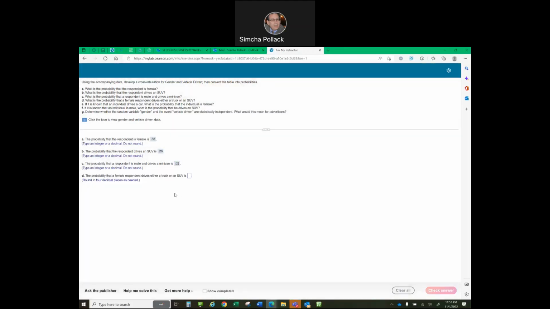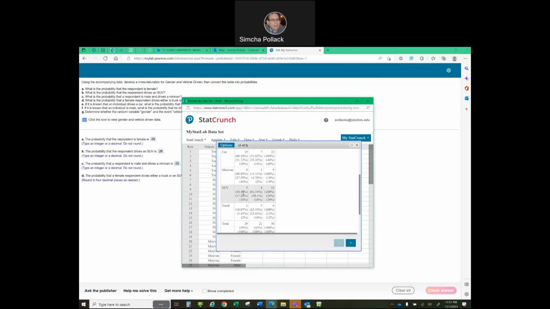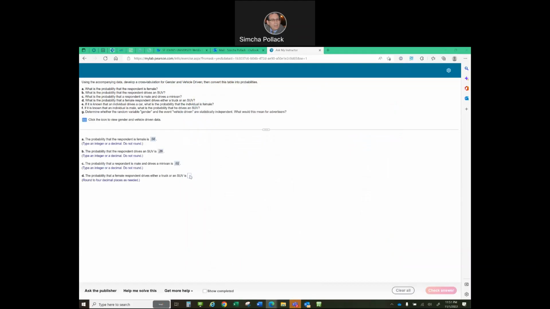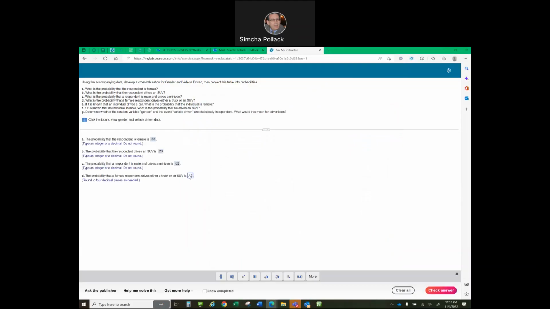The probability a female drives either a truck or an SUV. So again, let's examine it closely. We're dealing with females. There are 5 females who drive SUVs and 1 female who drives a truck. It's 6 out of 50, or 12%. There you have to add together the 2% and the 10%, or do it in your head, like I just did.